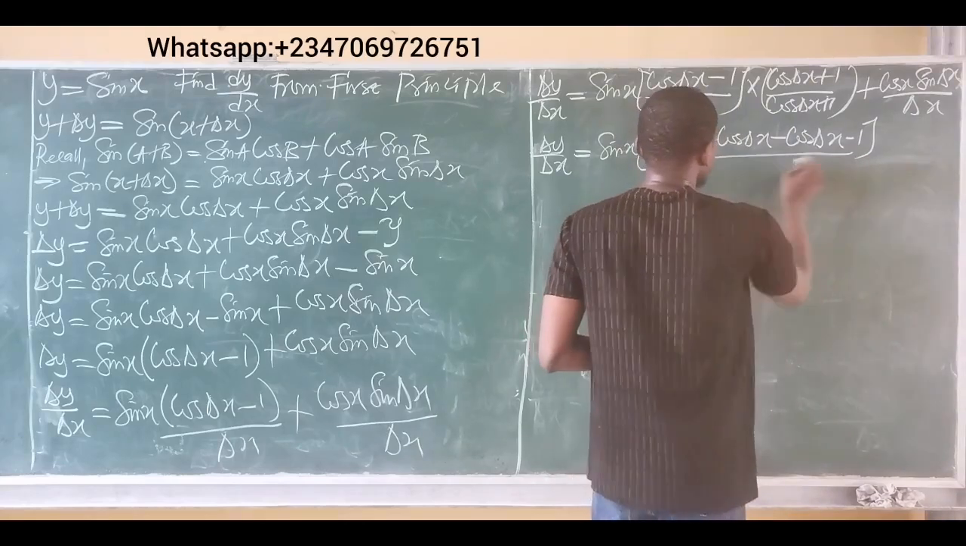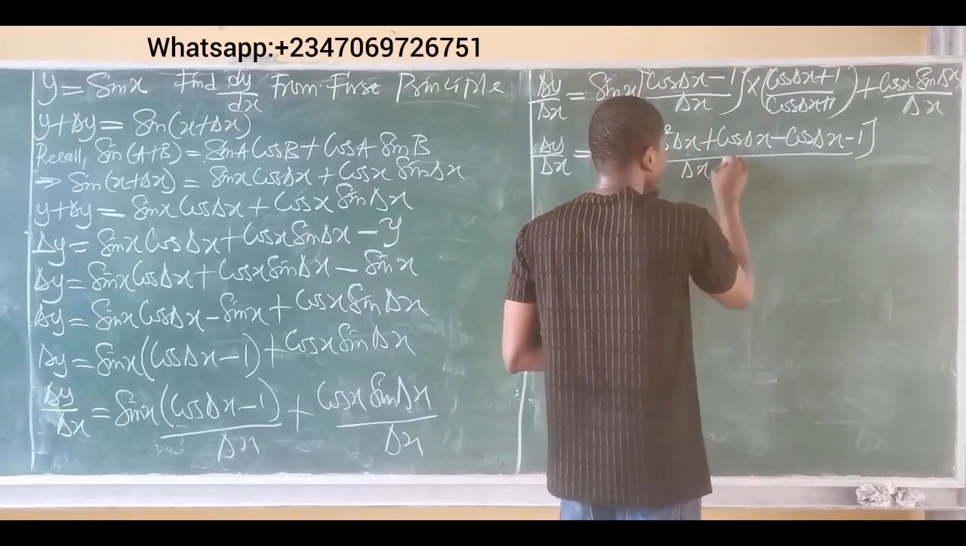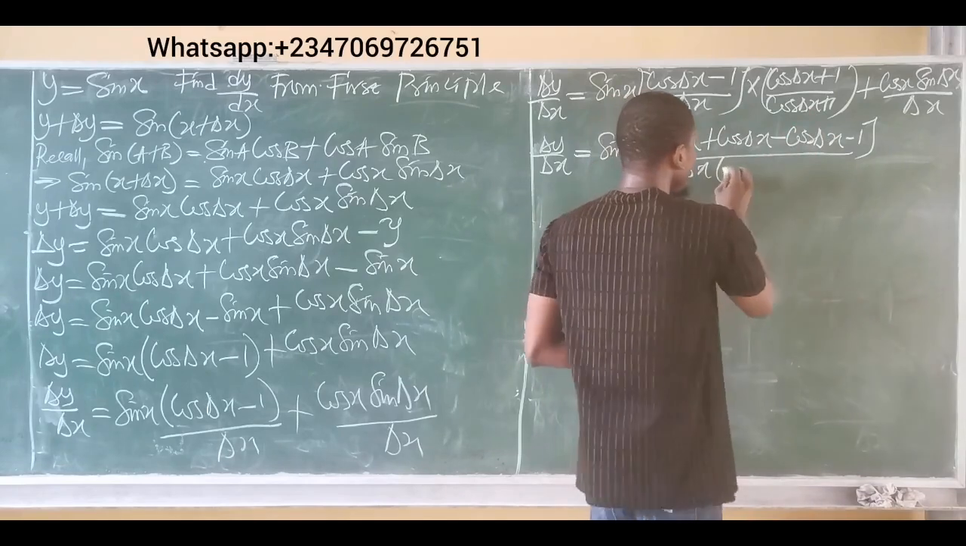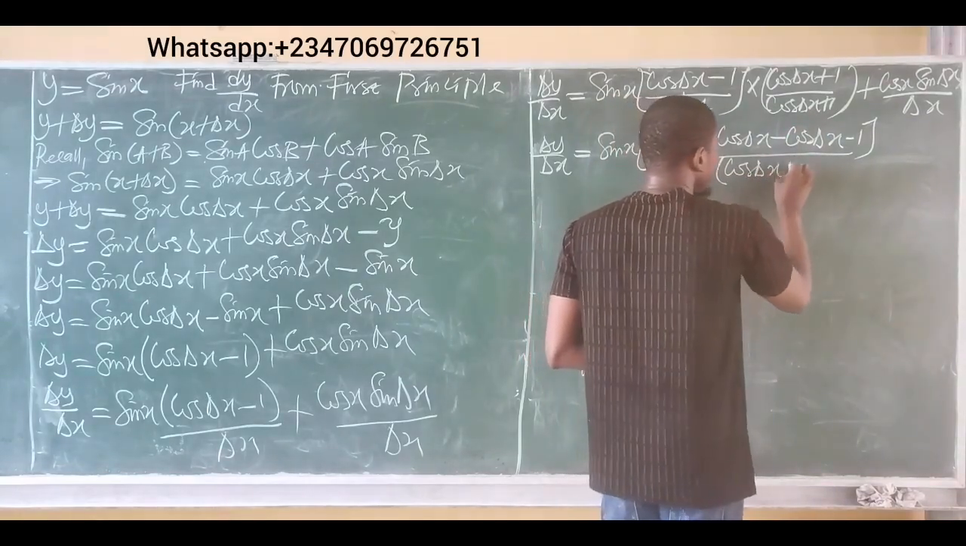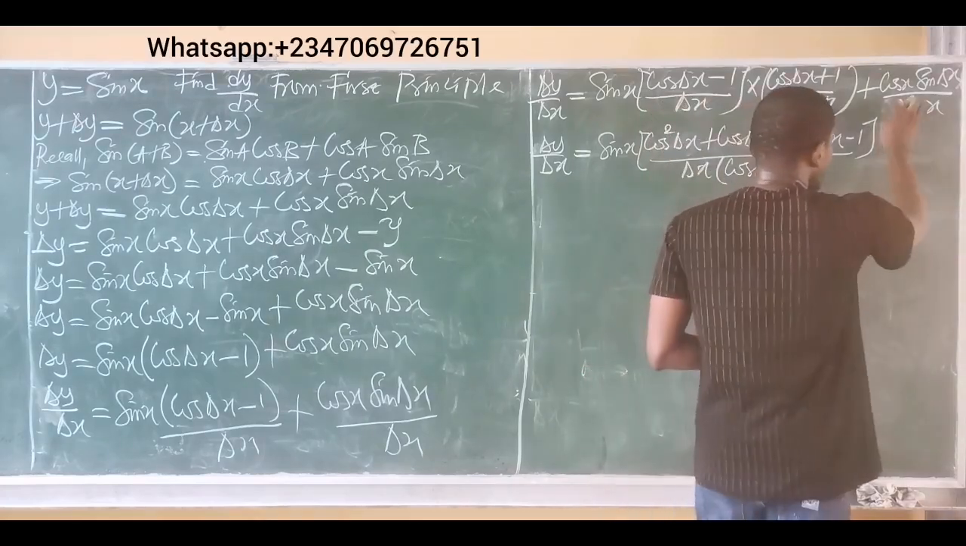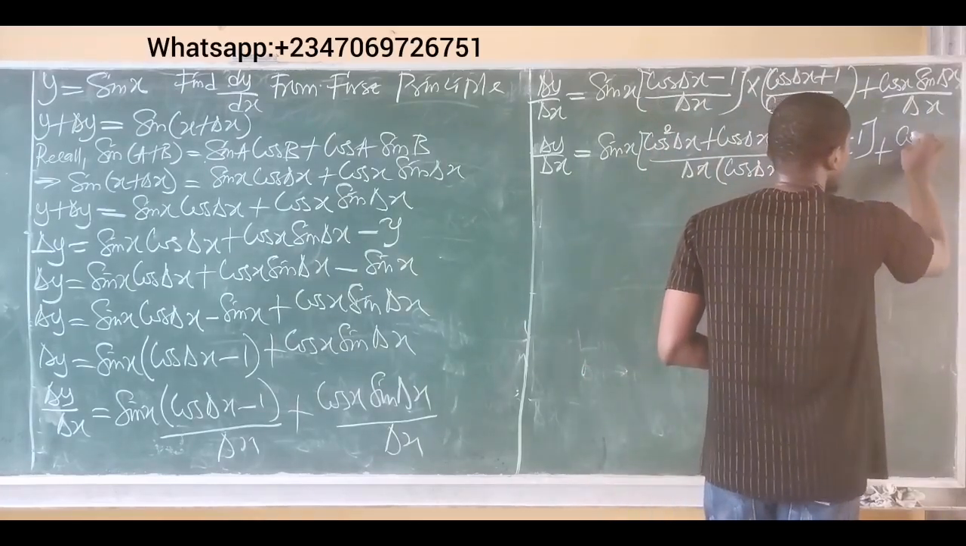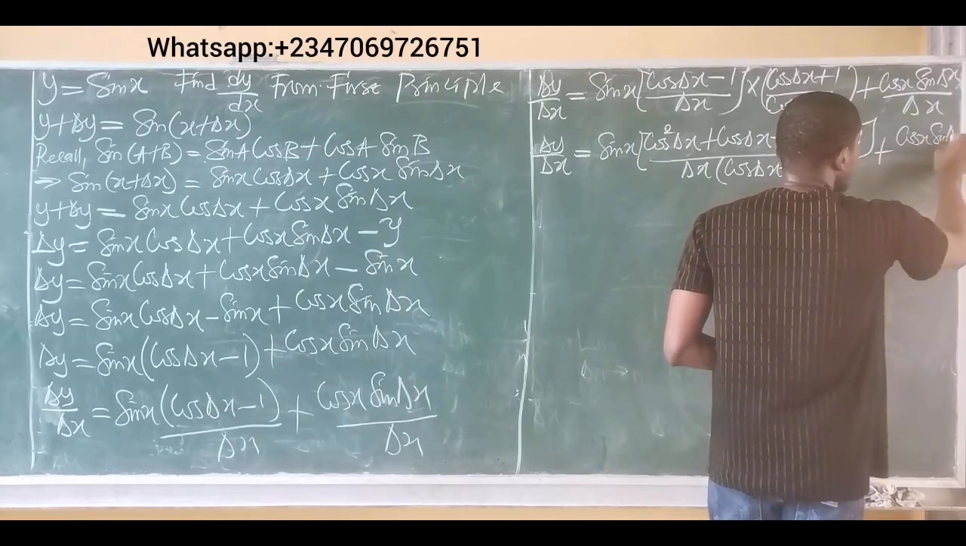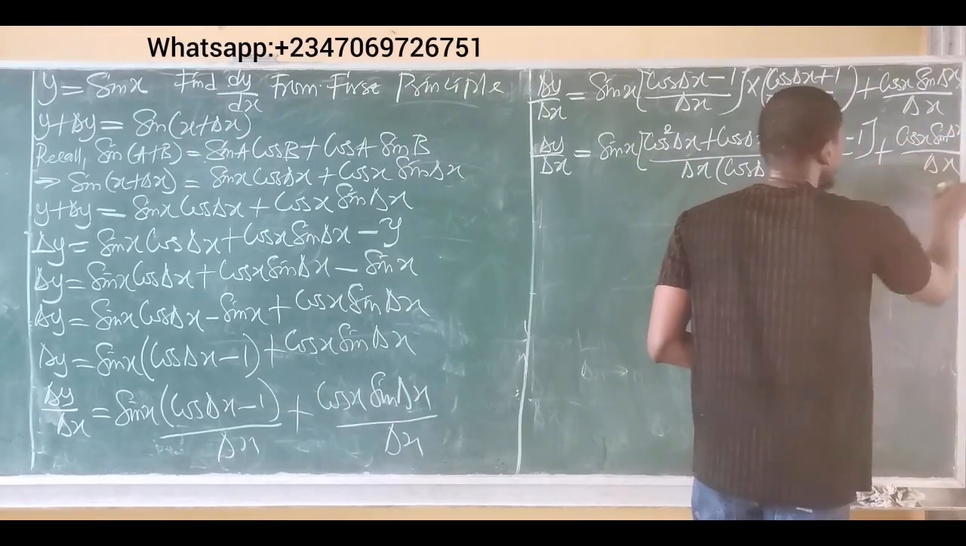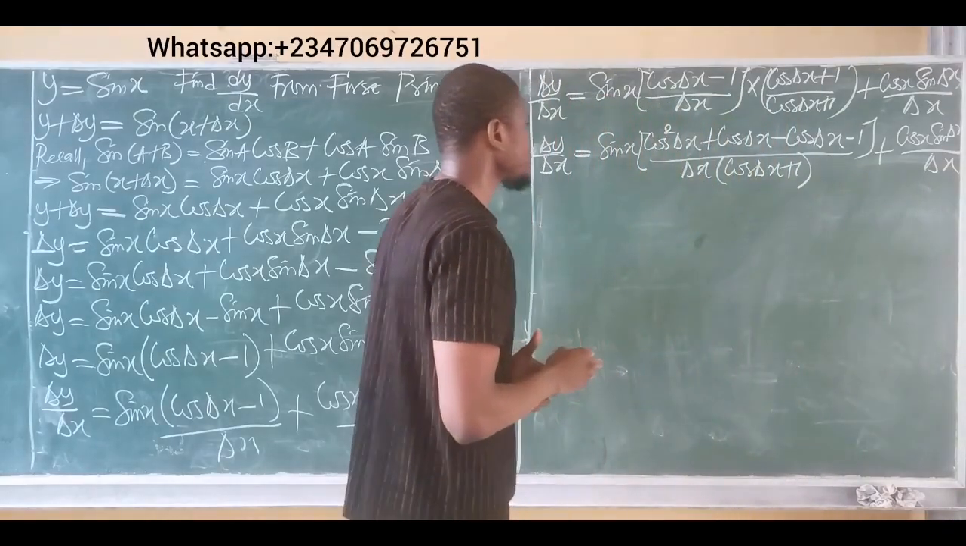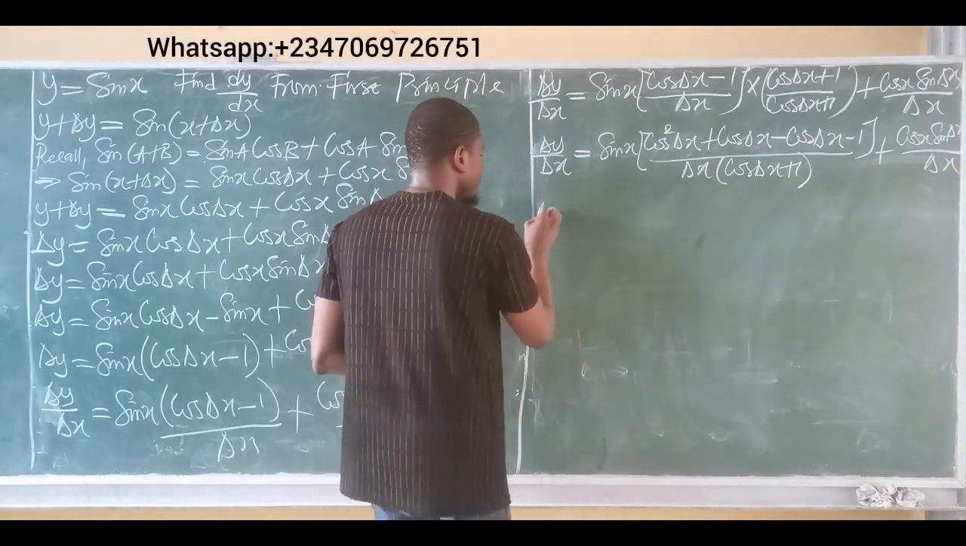Close your bracket, divide through by, now this becomes change in x multiplying by the denominator here, which is cos change in x plus 1, and you have this. Then put down what you have here, plus cos x sine change in x all over change in x. Okay, so let's see what can cancel out.